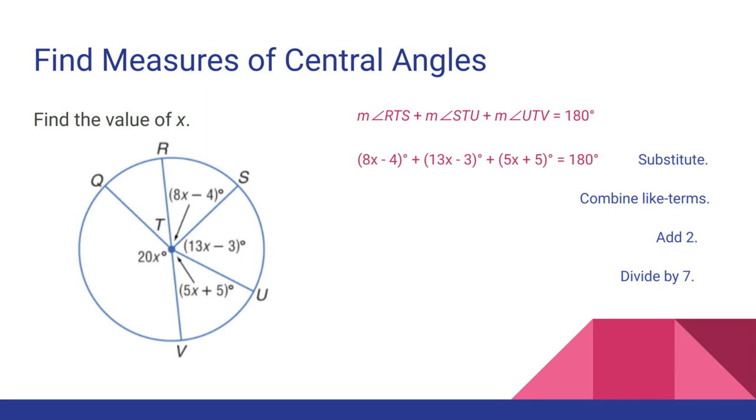I'm going to have 8x minus 4 plus 13x minus 3 plus 5x plus 5 equals 180. I'm going to combine my like terms. So 26x minus 2 equals 180. I'm going to add 2 to both sides, so that 26x equals 182. And then I'm going to go ahead and divide by 26, and I'm going to get x equals 7. So our value for the measure of x is 7. Please make sure that you guys are writing this example down in a notebook, because you're going to try one on your own next.